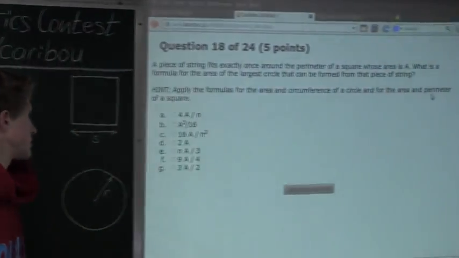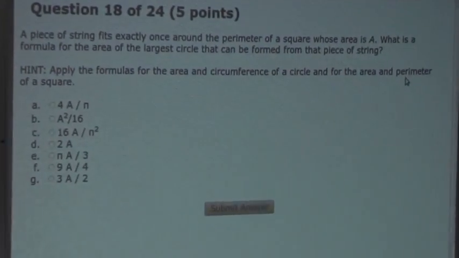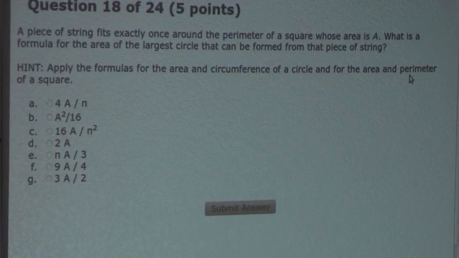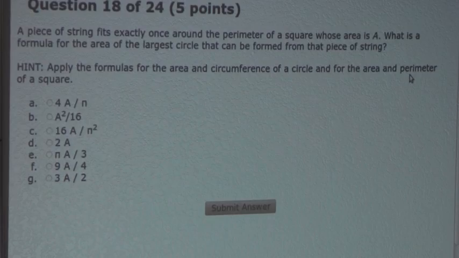So, the question is, a piece of string fits exactly once around the perimeter of a square whose area is A. What is a formula for the area of the largest circle that can be formed from that piece of string? Hint: apply the formulas for the area and circumference of a circle and for the area and perimeter of a square.